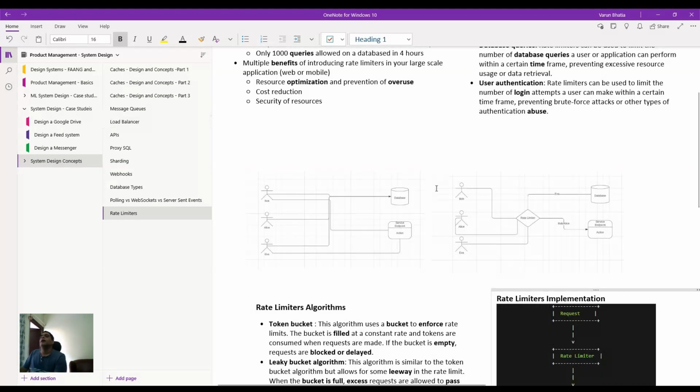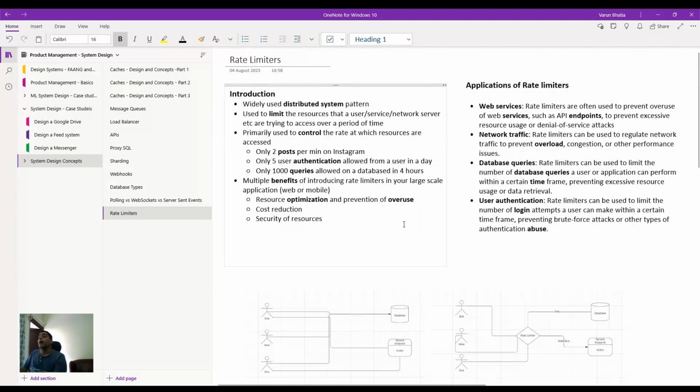So there is a slight difference in how rate limiters and load balancers are implemented. But I hope you found this video to be useful, primarily from an understanding of distributed system implementation and a large scale implementation via rate limiters.